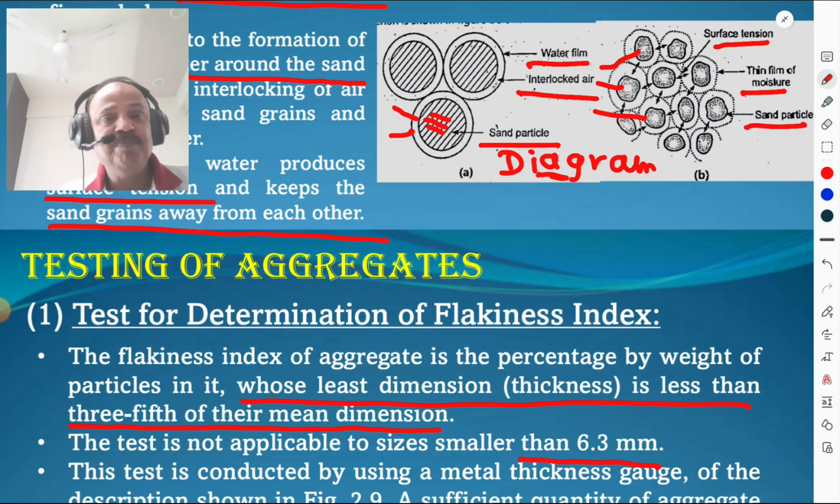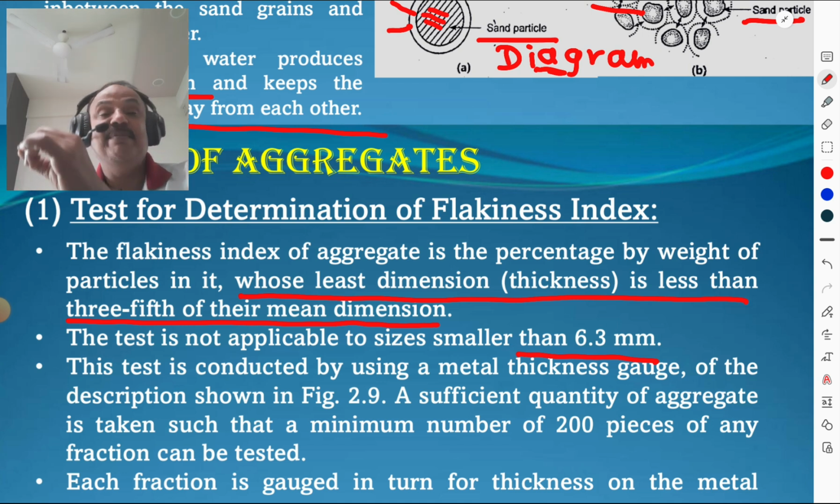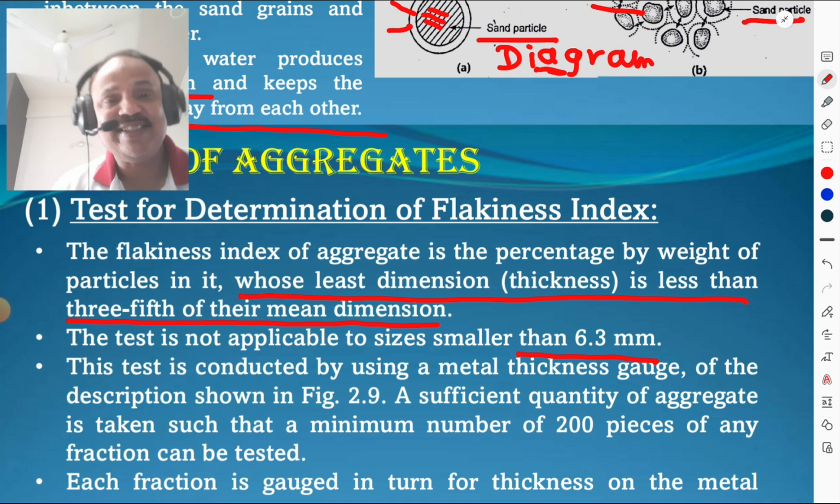It is very important. Test for determination of flakiness index. फ्लॅकिनेस इंडेक्स म्हणजेच चपटे ॲग्रिगेटला आपण फ्लॅकी म्हणू. The flakiness index of the aggregate is the percentage by weight of particles in it whose least dimension or whose least thickness is less than 3/5 of their mean dimension. 3/5 ही व्हॅल्यू लक्षात ठेवा.